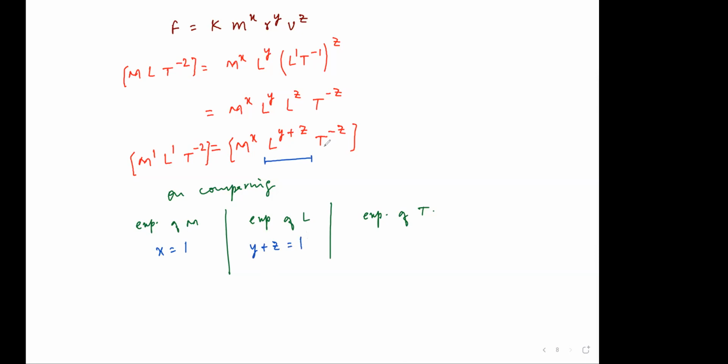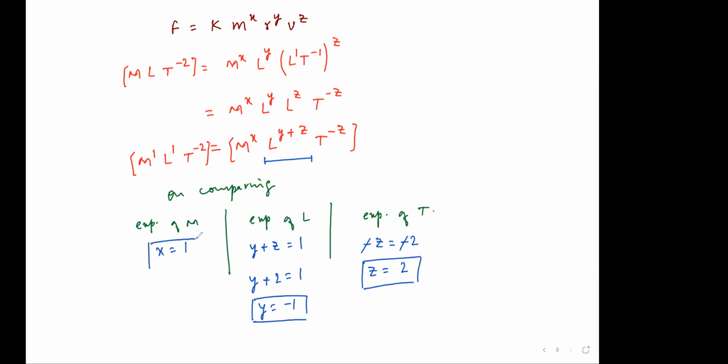Similarly, try to compare the exponent for T. On the right hand side, the power of T is minus z, and on the left hand side the power of T is -2. So minus z is equal to minus 2. This minus and this minus would cancel out, so z would be equal to 2. Just put the value of z in this equation. It would be y plus 2 is equal to 1, so y would be minus 1.